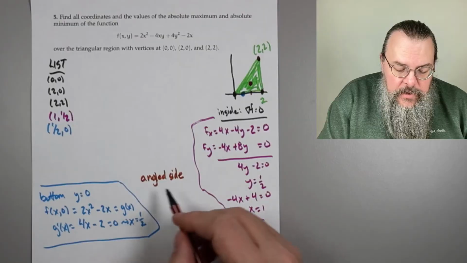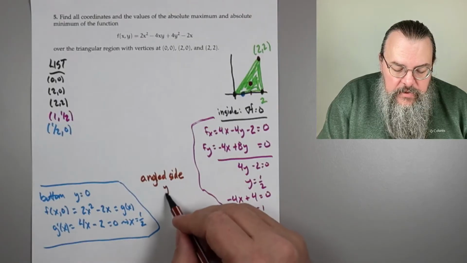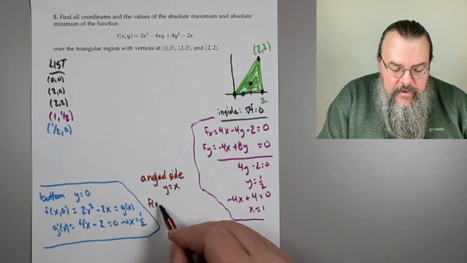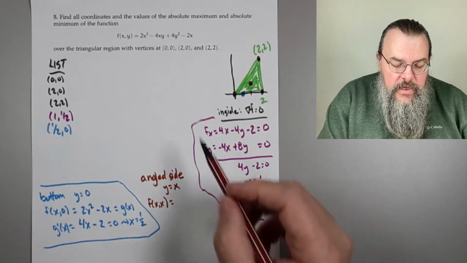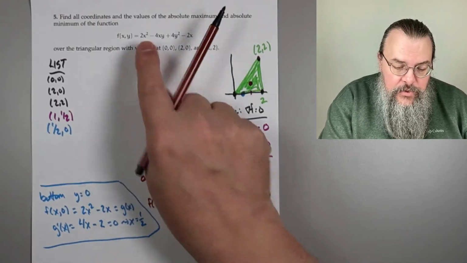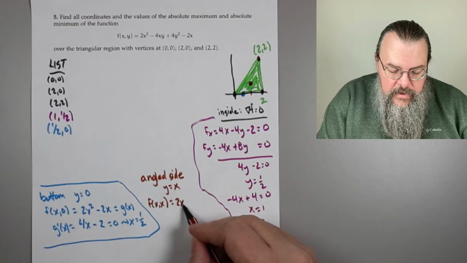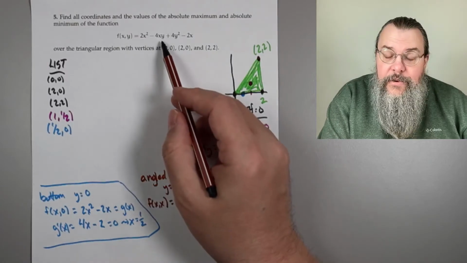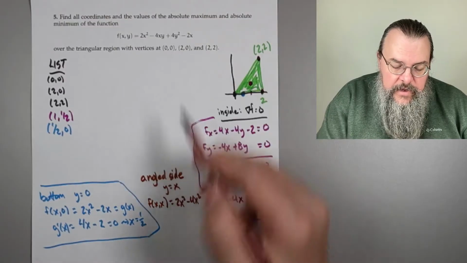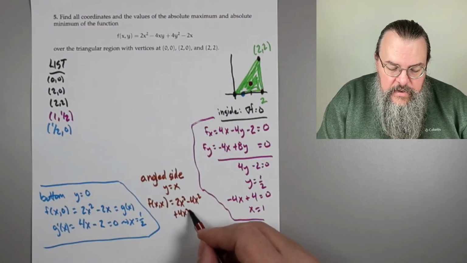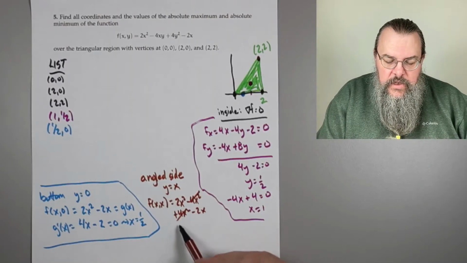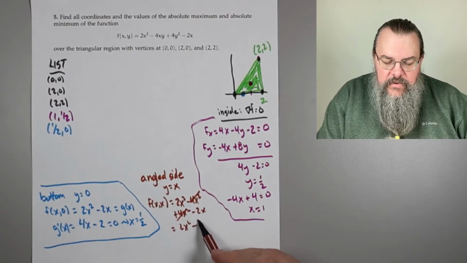All right, we'll do our angled side. And what is that? Well, that's y equals x, right? And so we can really think of this as f of x comma x. So, well, okay, so that says everything is an x. So you have 2x squared minus 4x squared plus 4x squared and minus 2x. And what do you see? It looks like 2x squared minus 2x.